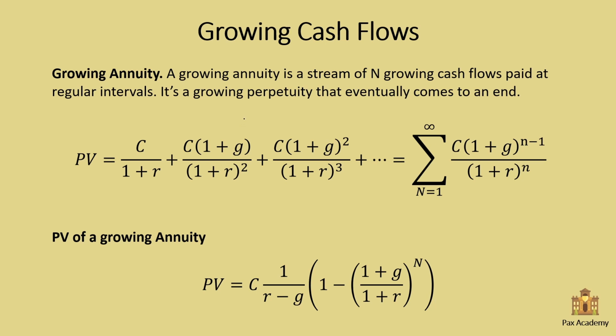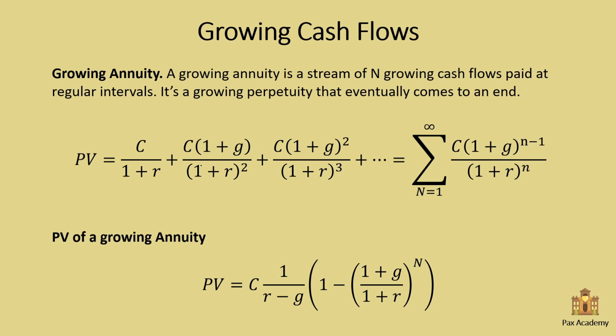Now let's look at growing annuities. A growing annuity is a stream of n growing cash flows paid at regular intervals. It's a growing perpetuity that eventually comes to an end. So the difference is that a perpetuity never ends, an annuity does.